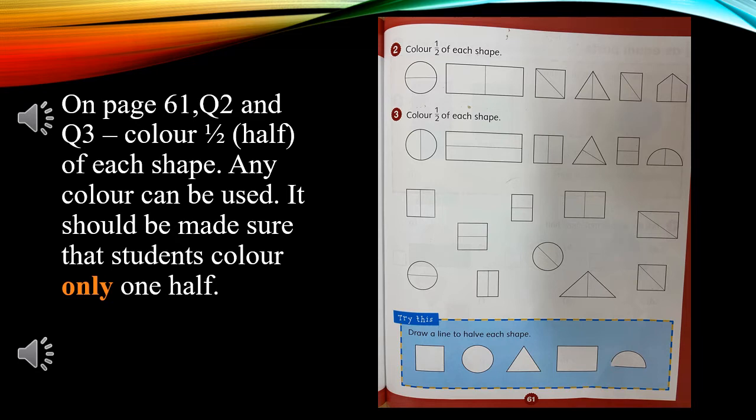The same goes for question 3. You have to again color half of each shape and make sure only one half is done. Do not color the whole shape. Only one half needs to be colored. Go ahead. Good luck.